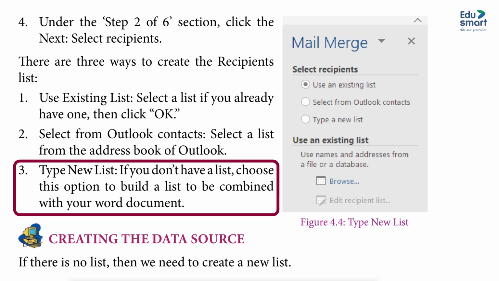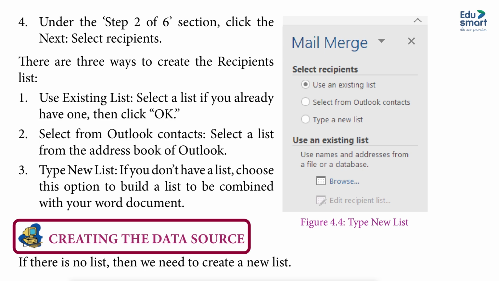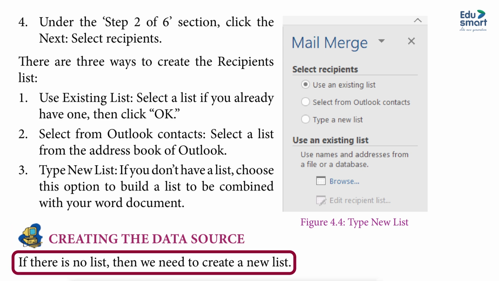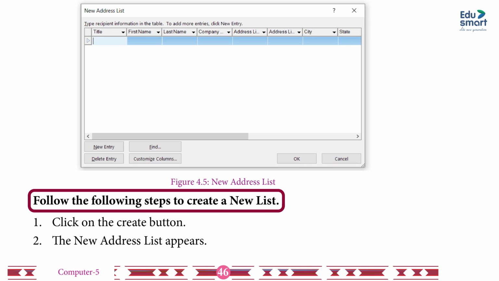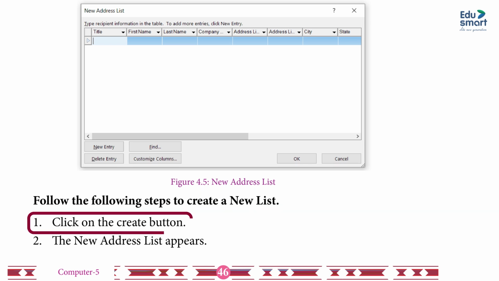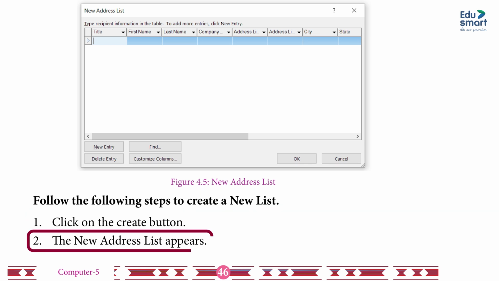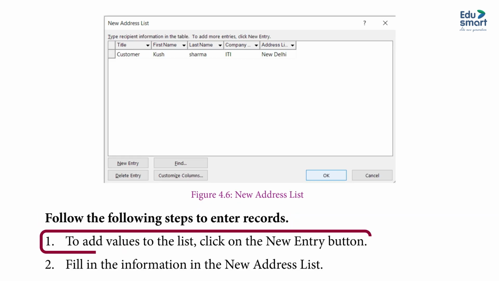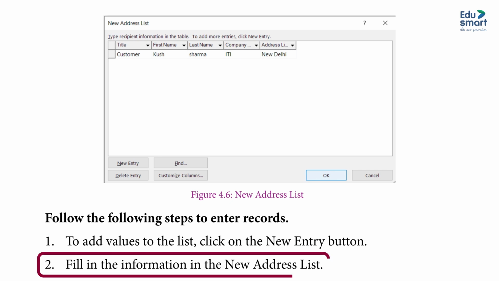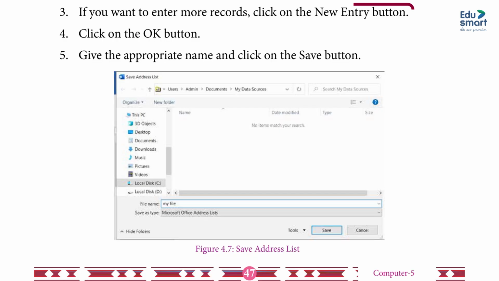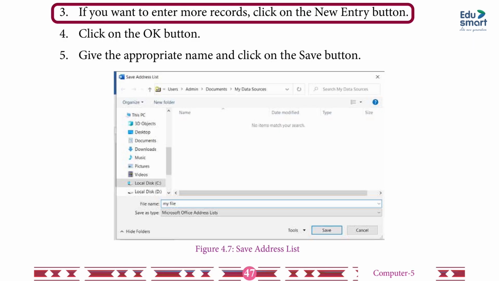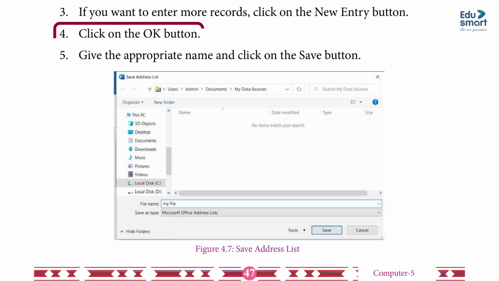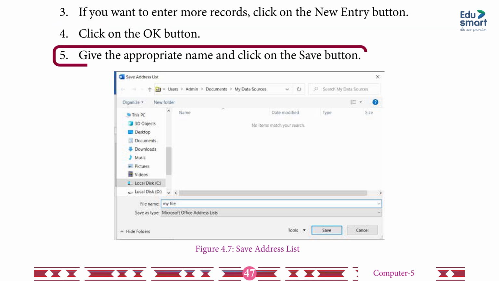Creating the data source. If there is no list, then we need to create a new list. Follow these steps to create a new list. 1. Click on the Create button. 2. The new address list appears. Follow these steps to enter records. 1. To add values to the list, click on the New Entry button. 2. Fill in the information in the new address list. 3. If you want to enter more records, click on the New Entry button. 4. Click on the OK button. 5. Give the appropriate name and click on the Save button.